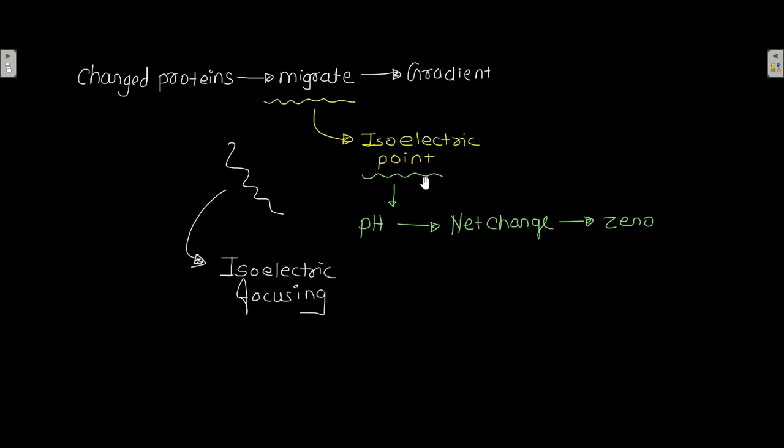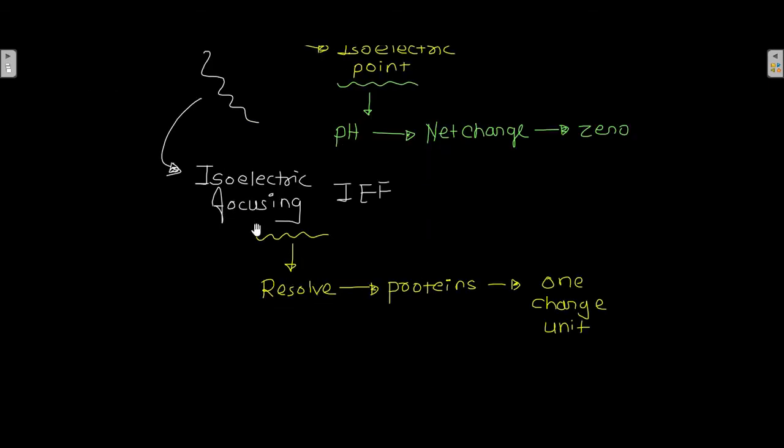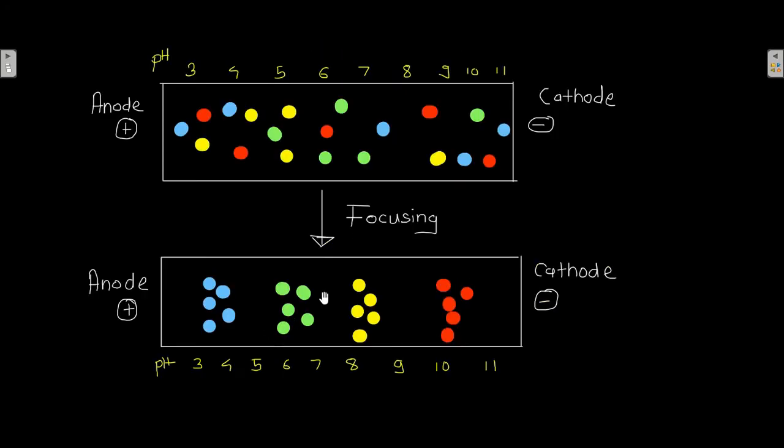Now this technique is known as isoelectric focusing, abbreviated as IEF. By using isoelectric focusing, you can resolve those proteins which differ by one charge unit. If two proteins differ by one charge unit, then those two proteins can be resolved by IEF. So this is how isoelectric focusing looks.